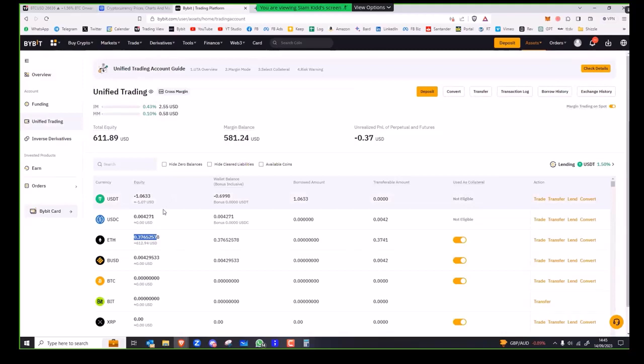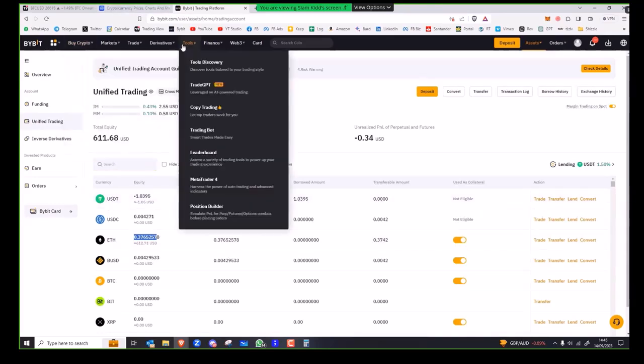And so, guess what? As ETH goes up in price, technically, so too does the amount of margin that you have to play with, which is great. So that way you don't have to have a pot of USDT stuck there in Bybit, not growing, just so you can trade.